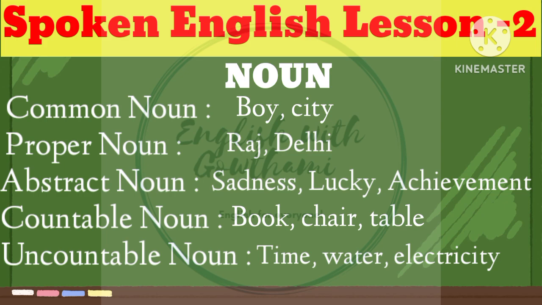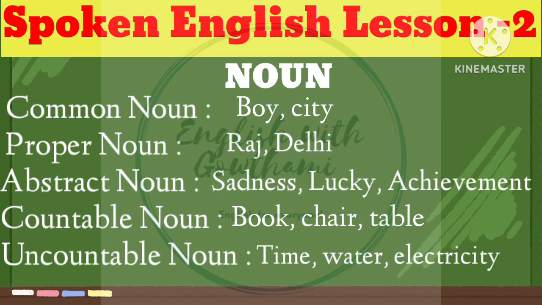In this way, whatever we are able to see and whatever we are able to count, they come under countable nouns, and the remaining things that we cannot count come under uncountable nouns. I have explained very clearly in the previous video. If you are not able to understand, please watch the previous video.